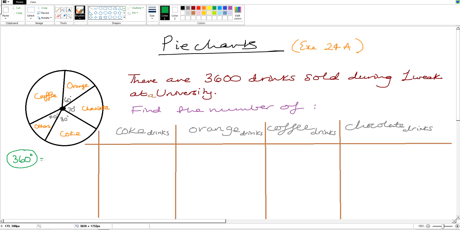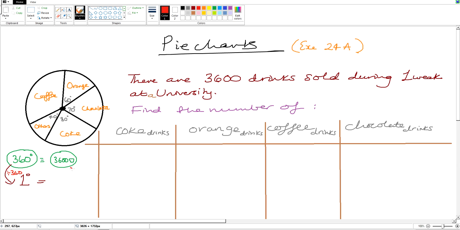That 360 degrees is represented by how many drinks? 3,600. Okay, now we need to find out what is the value of 1 degree. We can convert the degrees into drinks. So we start from the degrees. We will need to get 360 down to 1. How do we get 360 down to 1? Divide by 360.